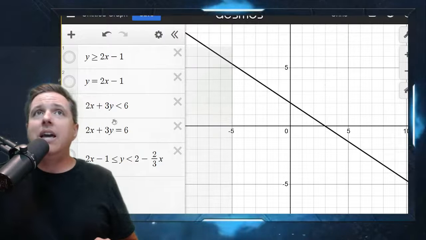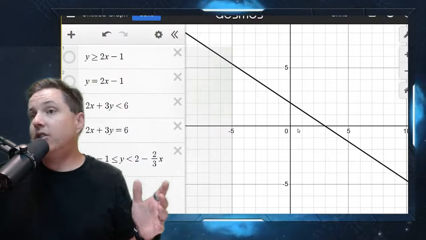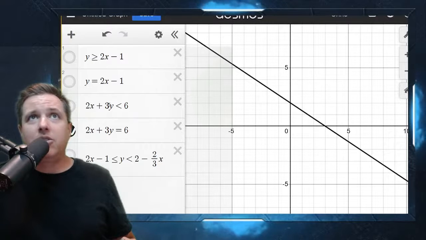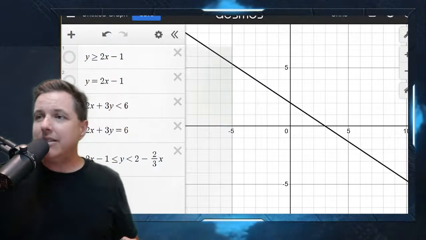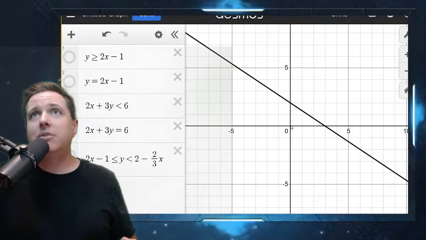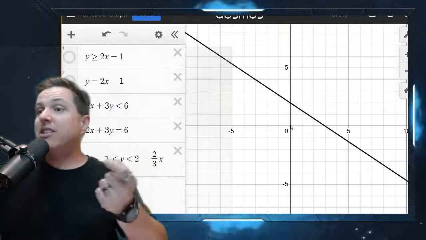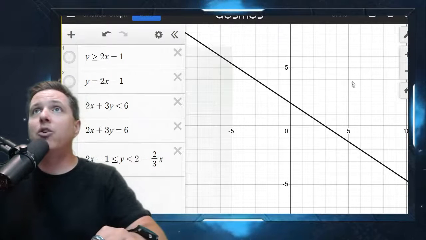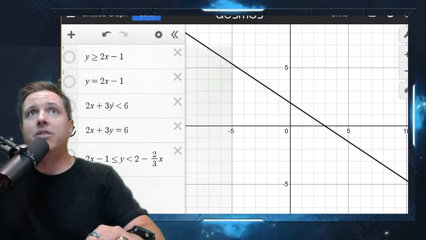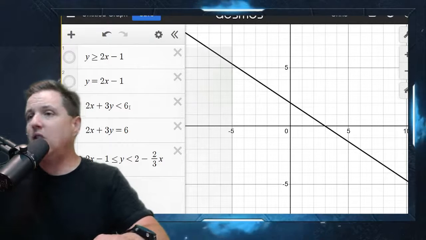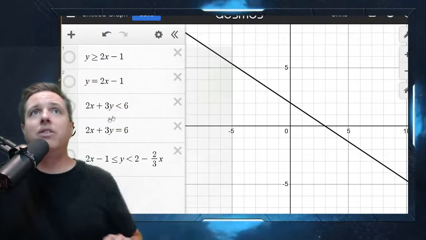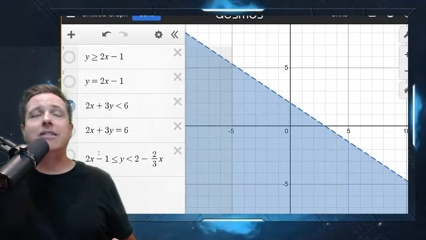Well, again, take a test point. Let's try 0, 0. X is 0, y is 0. Okay, so 2 times 0 plus 3 times 0, is that less than 6? Yeah, 0 plus 0 is less than 6, meaning the origin, our test point, is on the same side as our solutions. If I pick something over here like 5, 5, and I plug it in, I'd get 10 plus 15 is less than 6? No. So then we'd know we're on the wrong side up here. So this indicates to us that our problem should look like this.